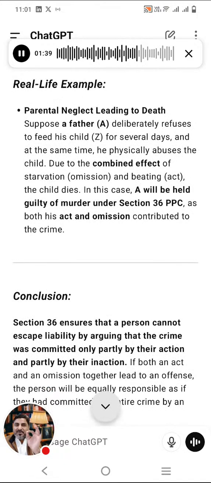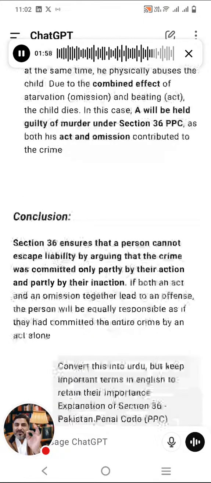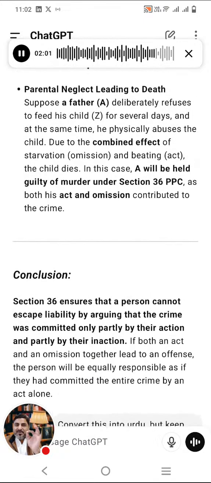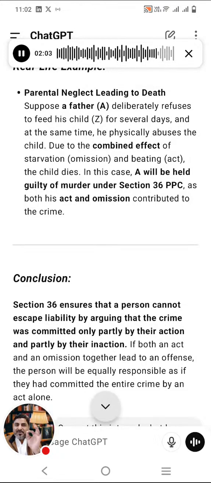Real-life example, parental neglect leading to death. Suppose a father, A, deliberately refuses to feed his child Z for several days, and at the same time, he physically abuses the child. Due to the combined effect of starvation, omission, and beating, act, the child dies. In this case, A will be held guilty of murder under Section 36 PPC, as both his act and omission contributed to the crime.